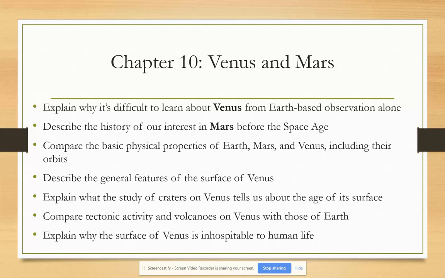Chapter 10, we're almost there. Going to chapter 12, Venus and Mars. Why is Venus hard to observe from the Earth? It's actually a very simple question. Atmosphere is too thick. Yeah, we can't see through that.